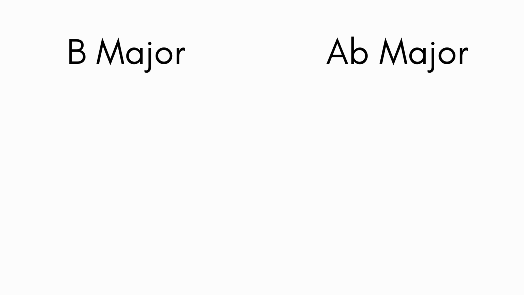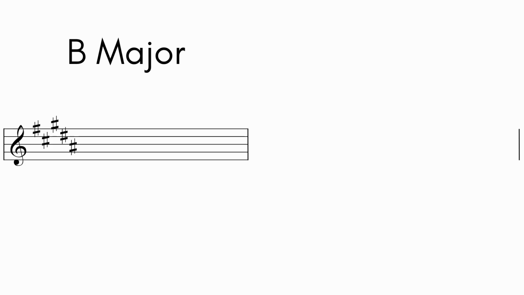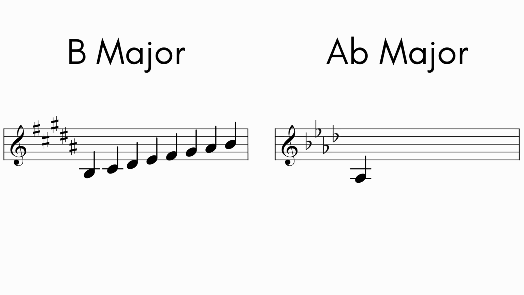Alright, let's see how you did. The notes in the B major scale are B, C sharp, D sharp, E, F sharp, G sharp, A sharp, and B. The notes in the A flat major scale are A flat, B flat, C, D flat, E flat, F, G, and A flat.